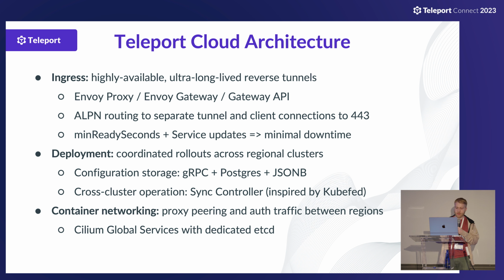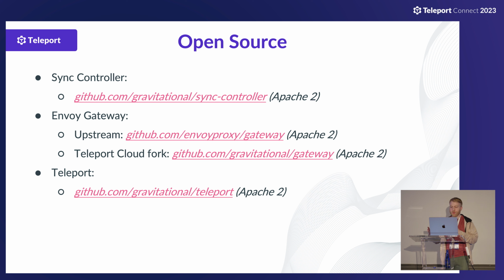And so that is my overview of Teleport Cloud architecture. Again, I talked about ingress, how we manage these ultra long-lived reverse tunnels. I talked about deployment, how we manage all this infrastructure across many regions, and container networking, how we let auth and proxy servers talk to each other within the cloud platform. A lot of this is open source. As I mentioned, we just open sourced Sync Controller. So if you have some things you want to do that are multi-region on Kubernetes, you can check it out.